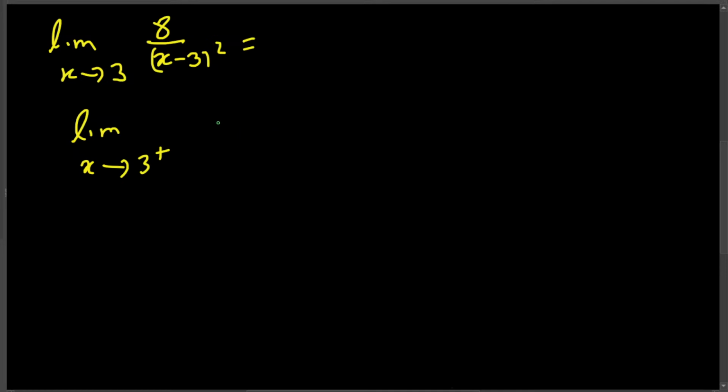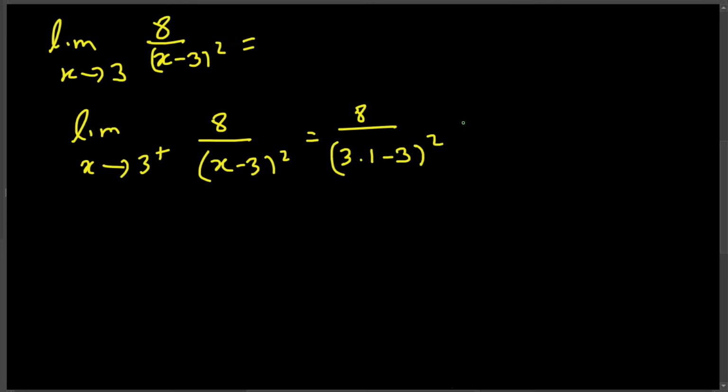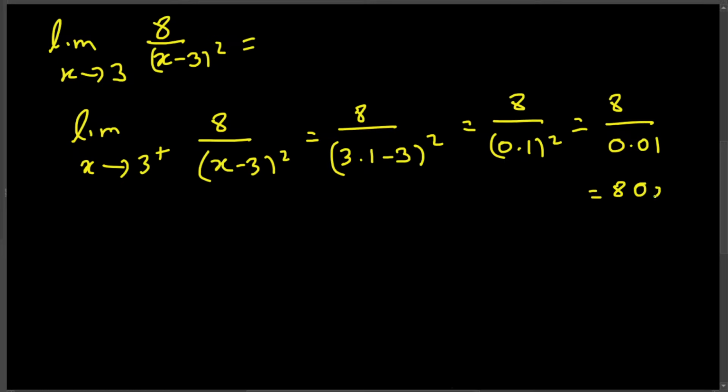So if I try 3.1 for that, let's rewrite this again. 8 over (x minus 3) squared. And if I take 3.1, this is going to be 8 over (3.1 minus 3) squared. And that's going to give us 8 over 0.1 squared. And that is 8 over 0.01. And that is equivalent to 800.